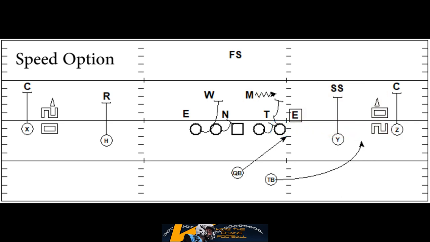The quarterback attacks the outside hip of the read man. If the read man crashes down to tackle, the quarterback will pitch the ball to the running back. If the read man widens out to cover the running back, the quarterback will keep the ball and turn upfield.